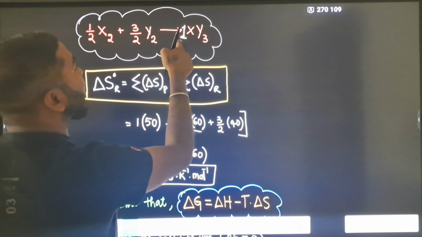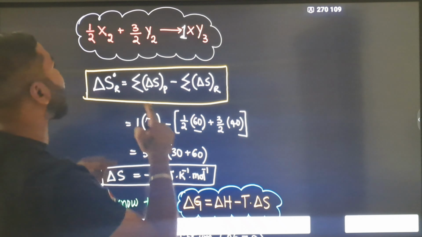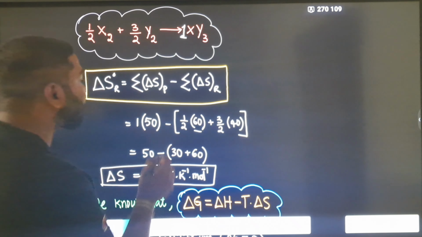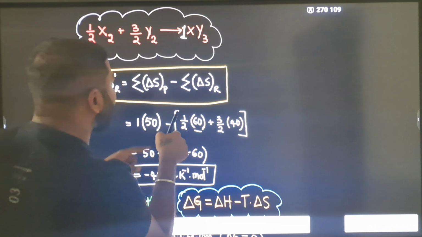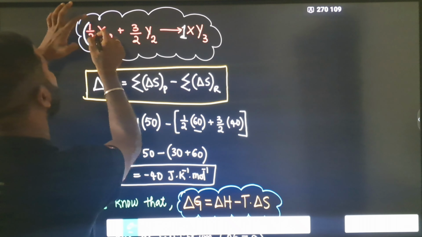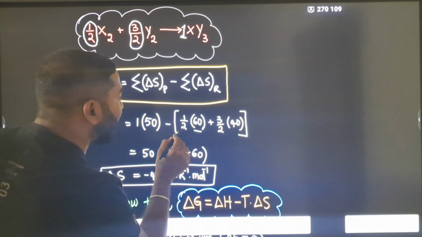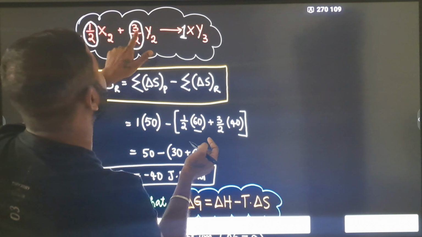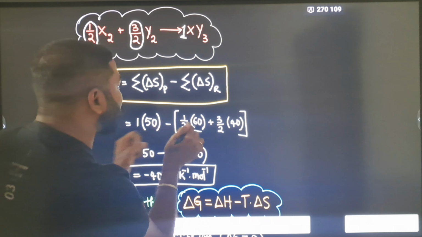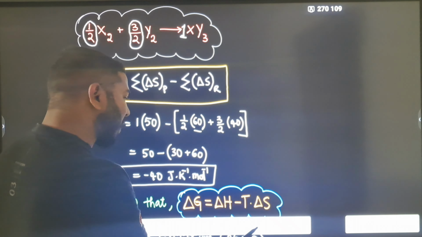Here the product XY3 has stoichiometric coefficient 1, which must be multiplied by its standard entropy, 50. Minus, we have two reactants whose stoichiometric coefficients are 1/2 and 3/2. The X2 entropy is multiplied by 1/2, and the Y2 entropy is multiplied by 3/2. By substituting those values, delta S is going to be minus 40. I hope you understood.